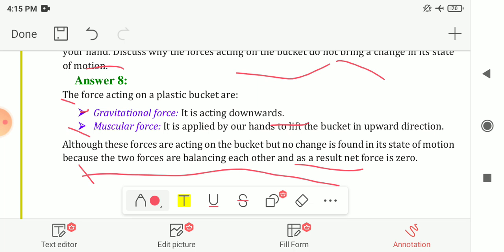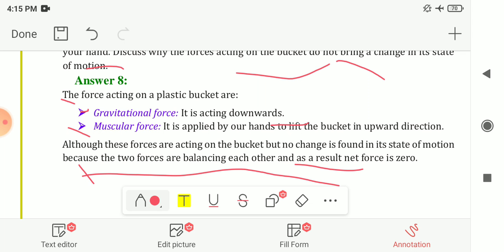We know that the effect of force which we can see on an object is because of the resultant or net force, but here the resultant force is 0. Both forces are balancing each other, so we cannot see any change in the state of motion of that bucket. It is the same as the activity we saw in the chapter on tug of war.